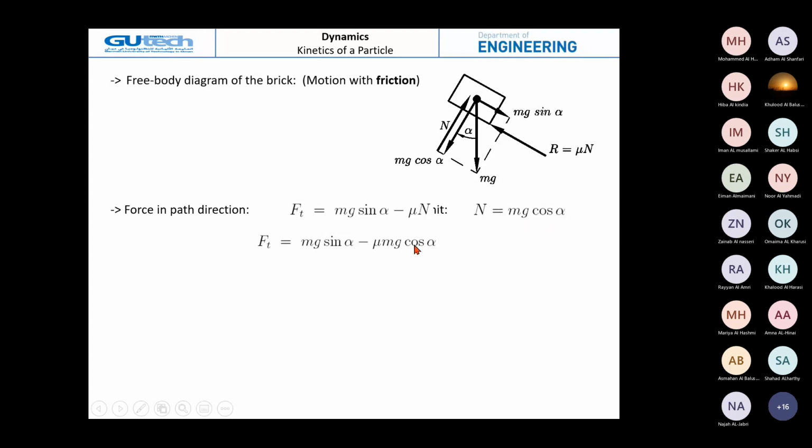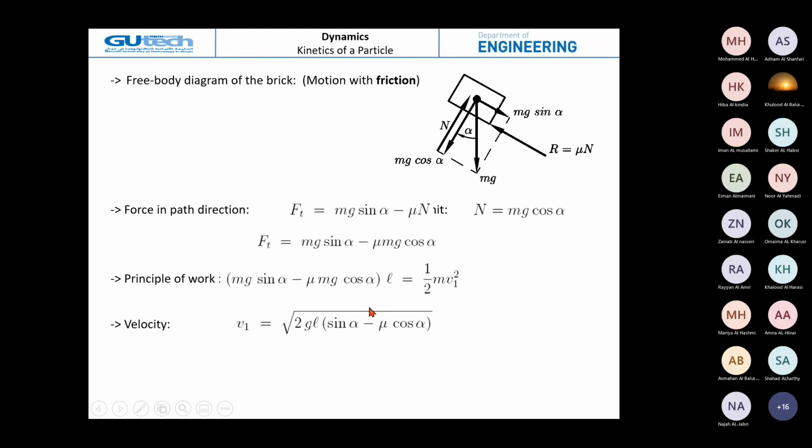And now what we have to do is the same principle, the principle of the work here. We say mg sine alpha, we integrate from 0 to L, then here we get L, and here the half of m v1 squared. This is the kinetic energy. The velocity in this case, we have seen it also in part one, v1 will be the square root of this expression here.